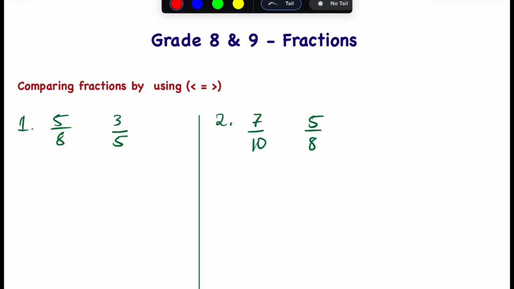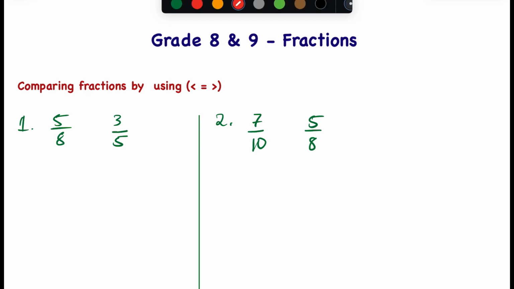Right, we have a fraction here. We know what is a fraction, right? We have a numerator and a denominator, right? So we have this fraction 5 divided by 8 and 3 over 5. We're comparing these fractions. Which one is greater? Which one is lesser? Which one is equal?